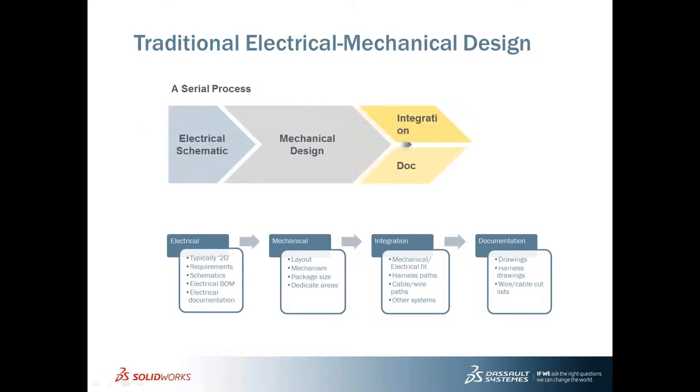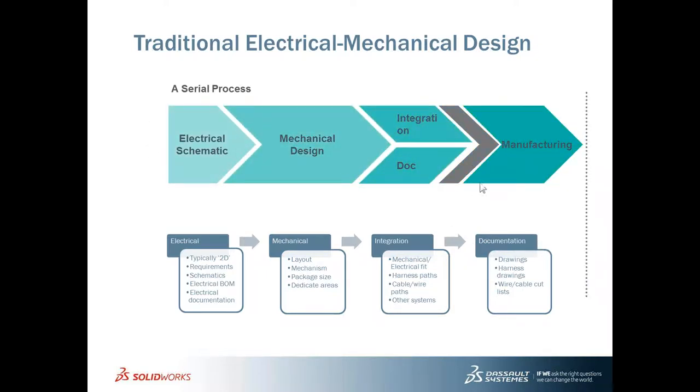So here's a look at your typical electrical mechanical design process. This is not everyone's process, but for the norm in the industry, we usually see this. The electrical schematic is created. The mechanical design is then done, and then the integration and the documentation is done. It's a serial process, and sometimes the documentation is done as an afterthought during the manufacturing process. So this is a complete integrated process, and it is completely serial.